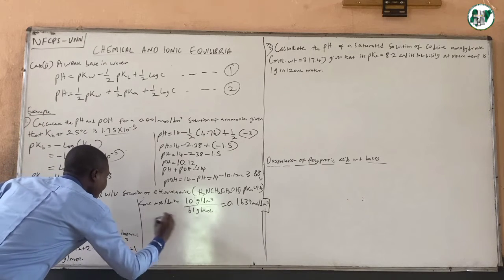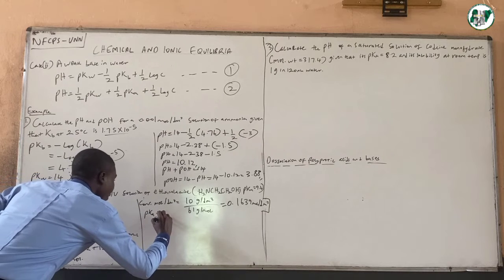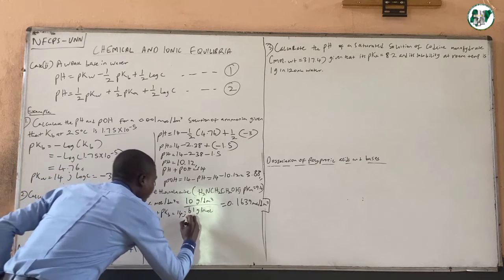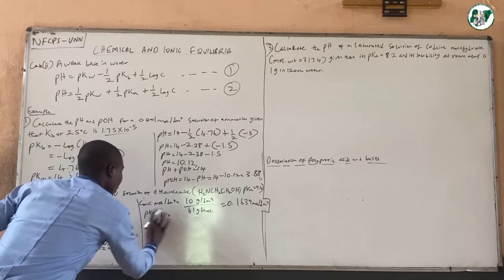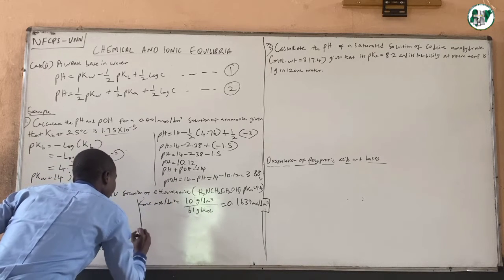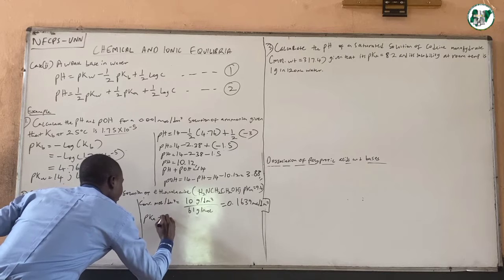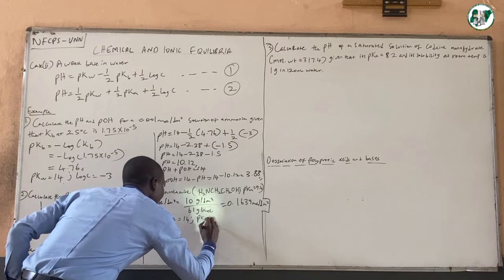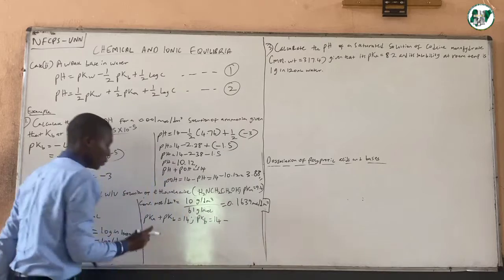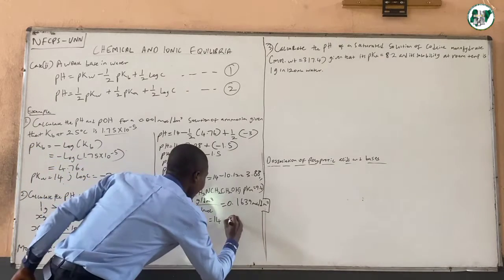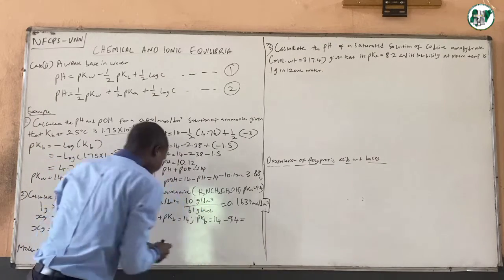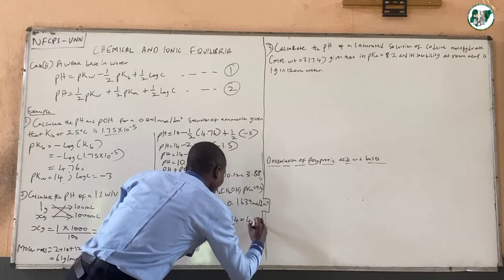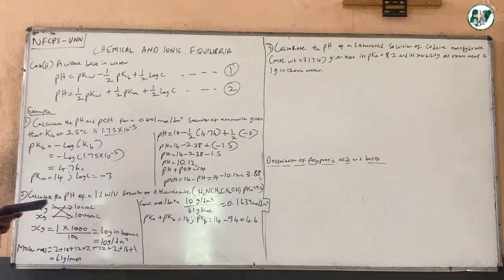Our pKb, I told you that pKa plus pKb is equal to 14. So our pKa plus pKb is equal to 14. Hence, pKb will now be equal to 14 minus pKa. And what's our pKa? 9.4. So 14 minus 9.4 is going to give us 4.6. So our pKb is 4.6.